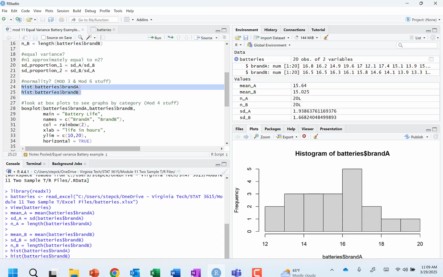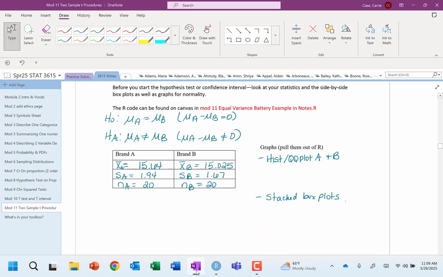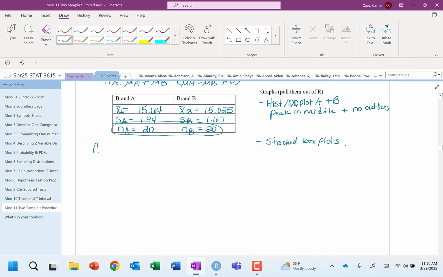And let me come back to this. So my histogram and QQ plots have a peak in the middle and no major, they actually don't have any outliers. So let me just write no outliers. But I also want you to notice that the sample sizes are 20 for each one. So that's going to allow us to meet one of our conditions. So let's work on our conditions now. And we'll come back to the graphs in just a sec.